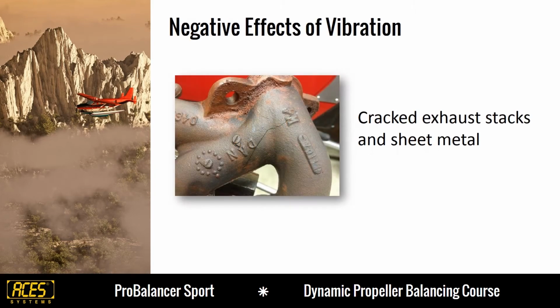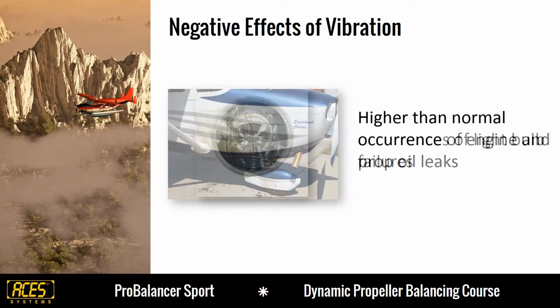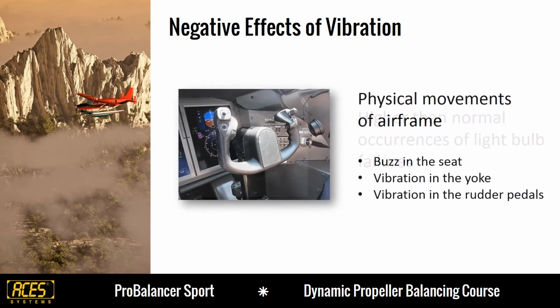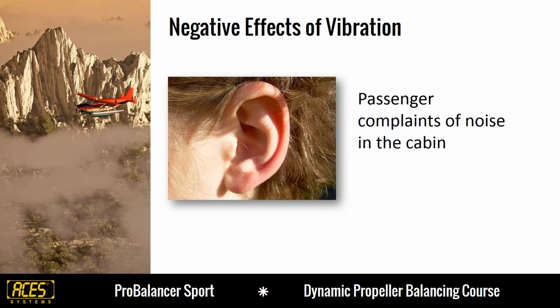When your aircraft is experiencing higher than normal vibration, you may experience cracked exhaust stacks and sheet metal, higher than normal occurrences of engine and prop oil leaks, higher than normal occurrences of light bulb failures. You will experience physical movements of the airframe, noticeable as a buzz in the seat, vibration in the yoke, and vibration in the rudder pedals. You can also experience malfunctioning or failed avionics. And your passengers may complain of uncomfortable noise levels in the cabin.